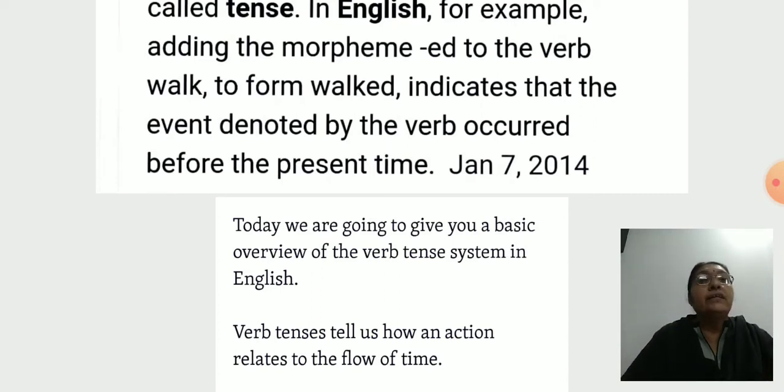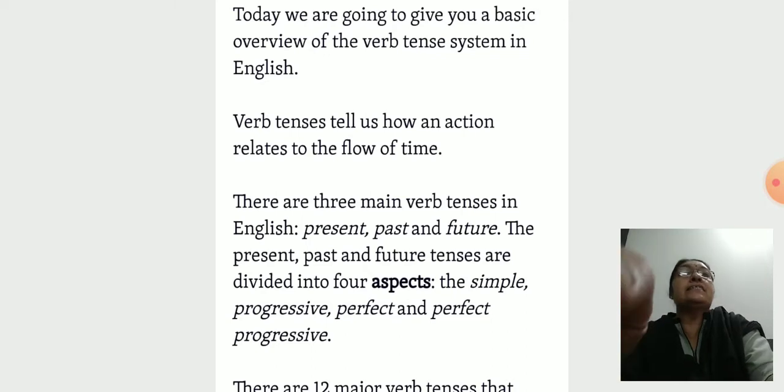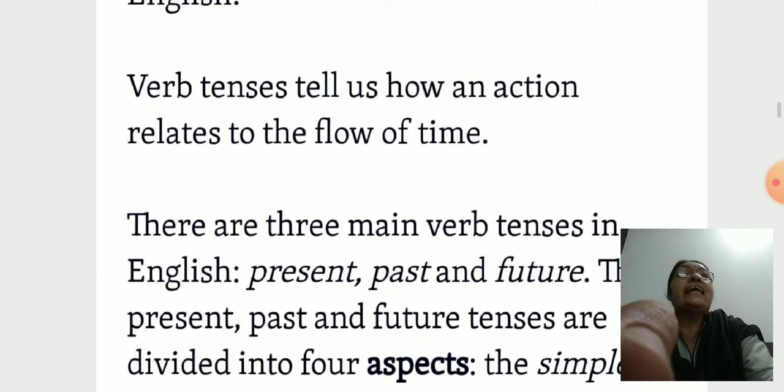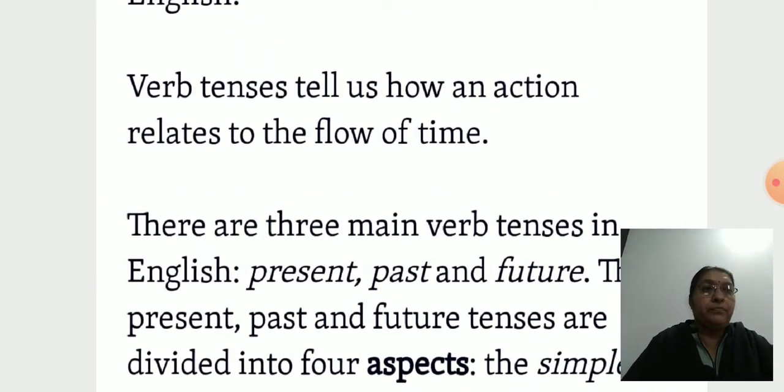So, children, today we are going to give you a basic overview of the verb tense system in English. Verb tenses tell us how an action relates to the flow of time.